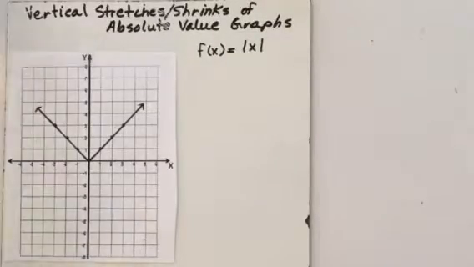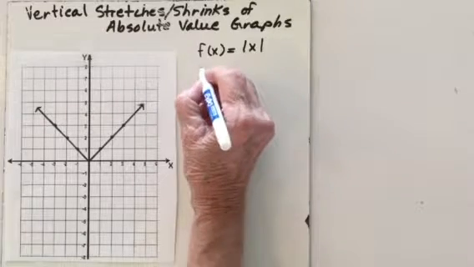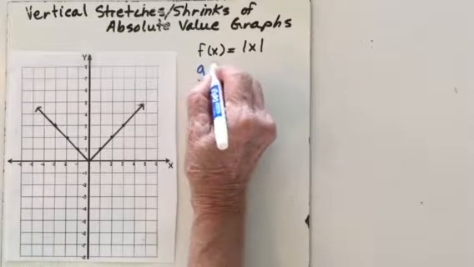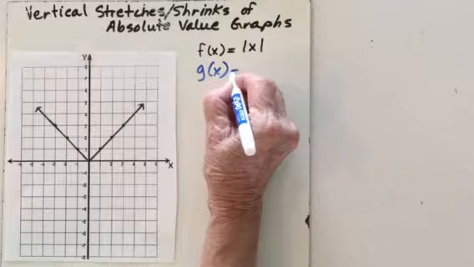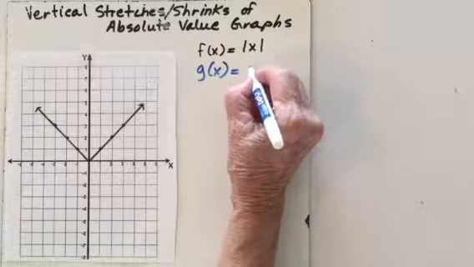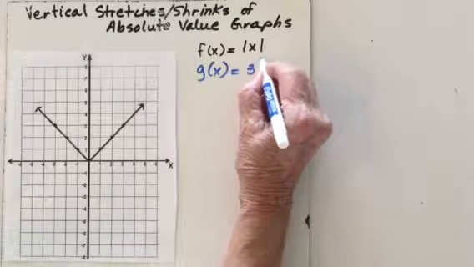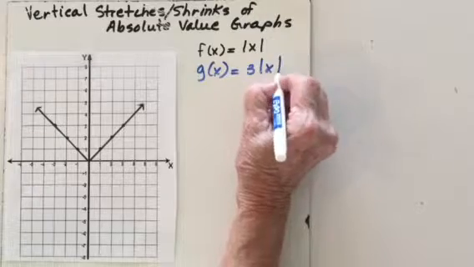In this video, we're going to talk about taking this absolute value graph and vertically stretching it by a factor of, let's say, 3. So let's say we have g of x equals 3, basically, times the absolute value of x.